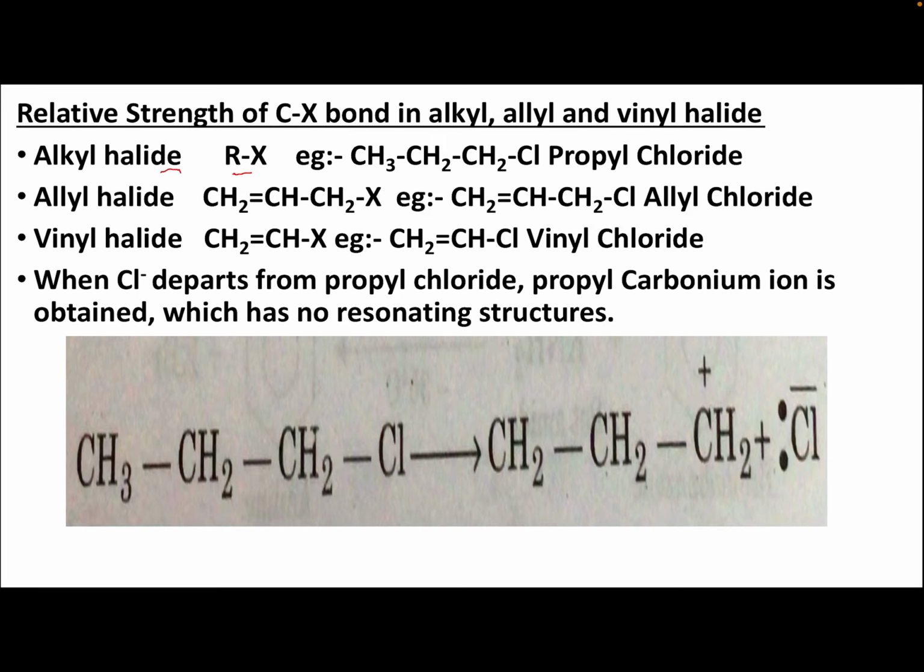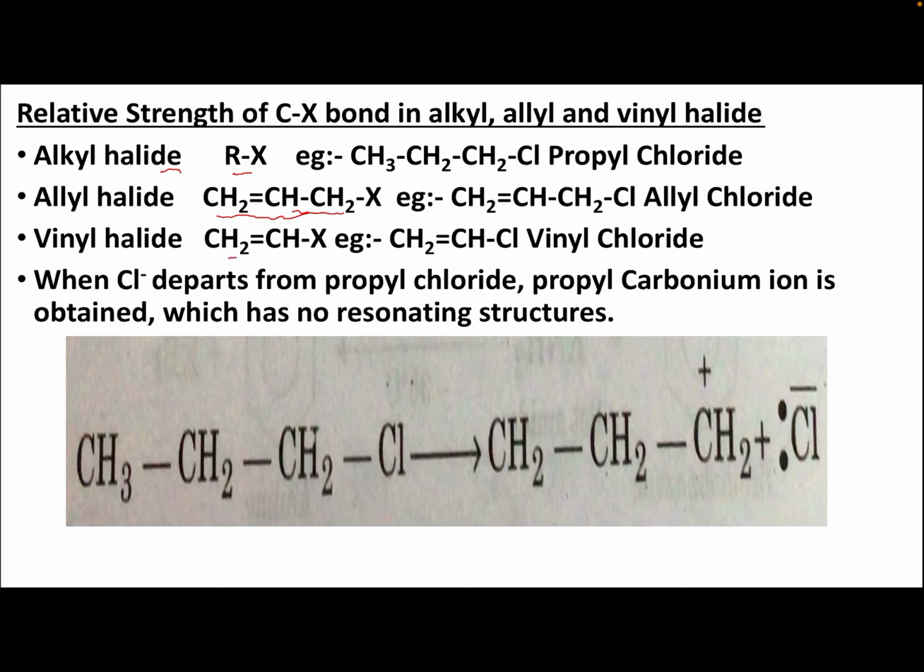Propyl chloride. Then allyl halide is CH2=CH-CH2X. So this is allyl halide generally, and here the specific example is CH2=CH-CH2Cl. This is allyl chloride. So this much is known as the allyl group, and this is the halide. On the allyl group, if we attach chlorine, it is allyl chloride. If bromine is attached, allyl bromide. If iodine is attached, allyl iodide.